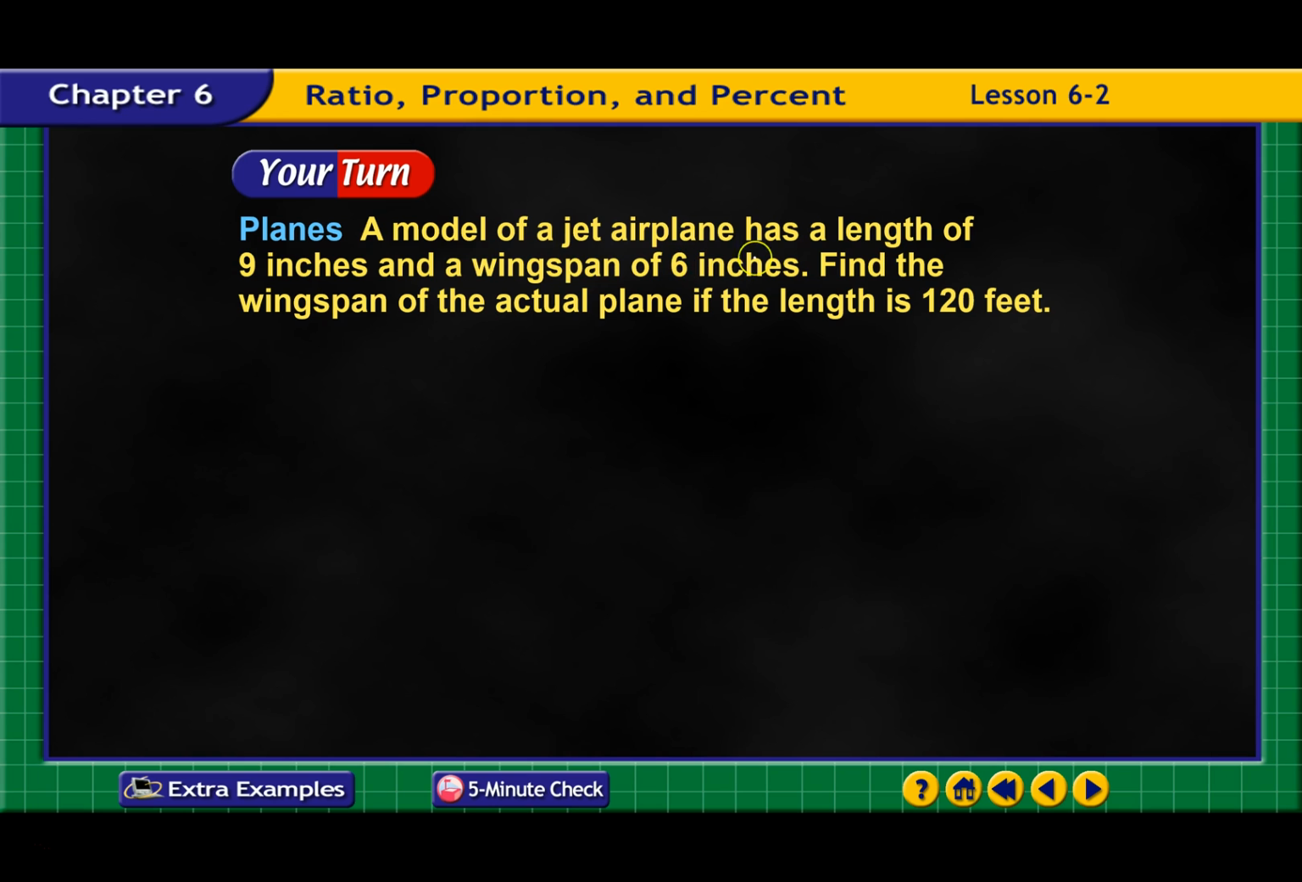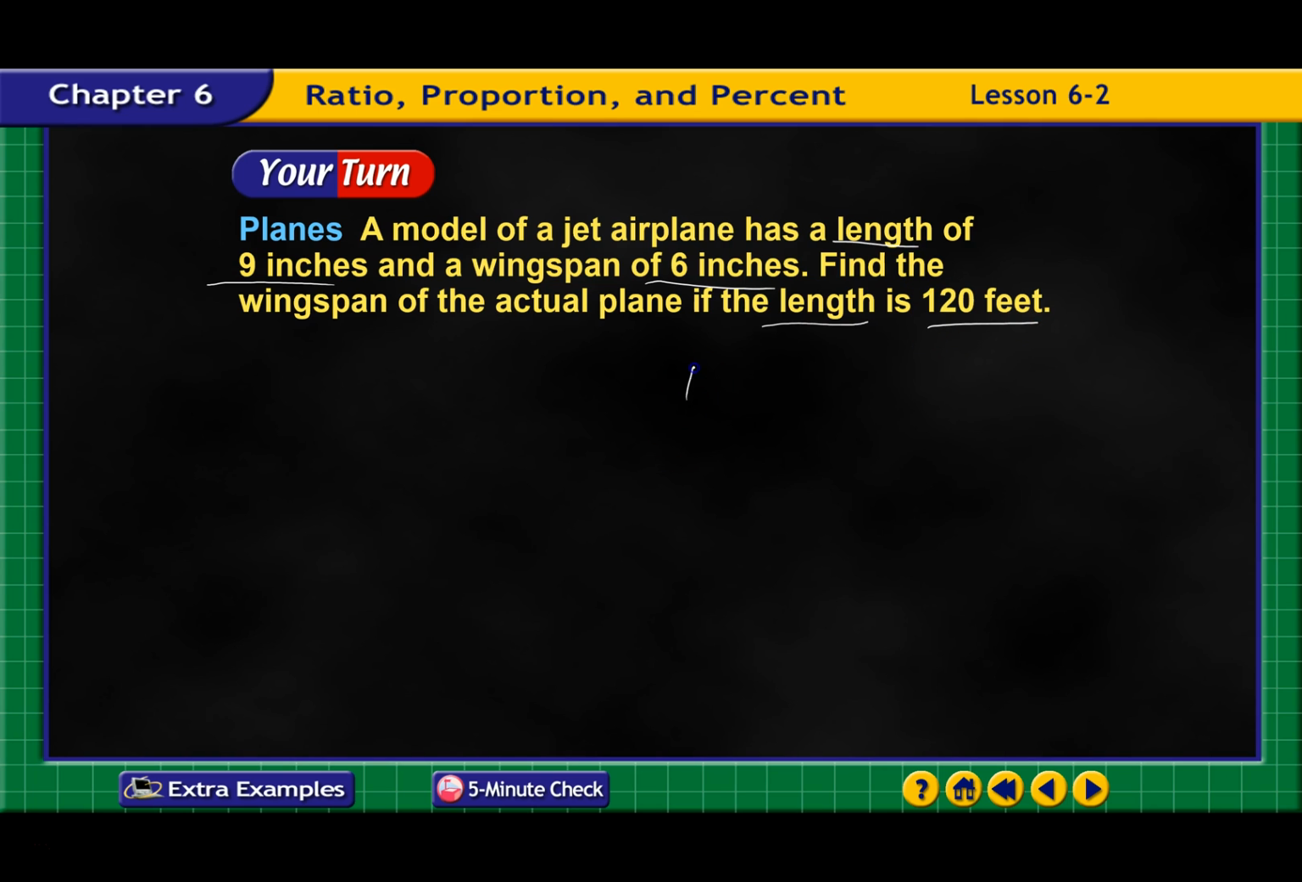Okay, so a model of a jet airplane is a length of 9 inches and a wingspan of 6 inches. Find the wingspan of the actual plane if the length is 120. Okay, so the length, find the model airplane. So the 9 inches and 6 inches, and the actual length is 120.